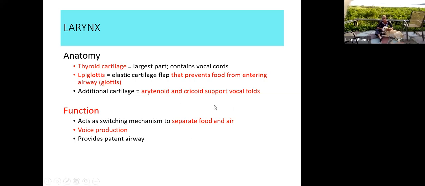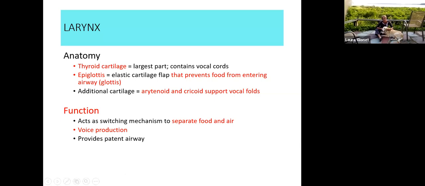We have 2 other cartilages, the arytenoid and cricoid cartilages, that support the vocal folds. The arytenoid cartilages are the only paired cartilage. We'll look at those. They kind of look like horns, actually. There are 2 of them. And then the cricoid cartilage is narrow anteriorly. It'll be visualized inferior to the thyroid cartilage. And when you're looking at the backside, posterior looking anterior, it's going to be this broad portion.